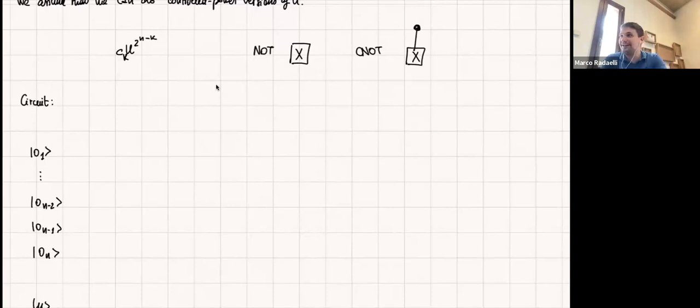So that's the controlled power version of U. Assuming that we can perform a power of U is not difficult: if we have U, we can just reapply U. The fact that we can do it in a controlled way is a little bit trickier. Is that clear, Sasha?